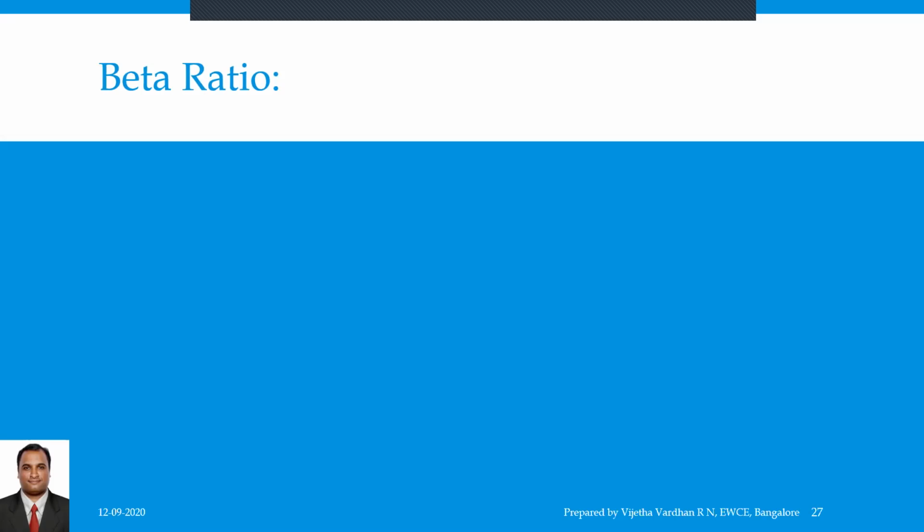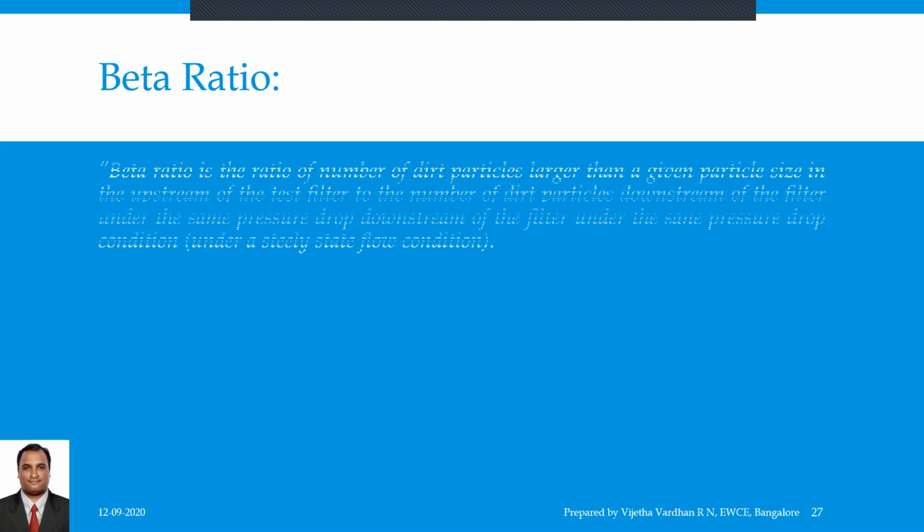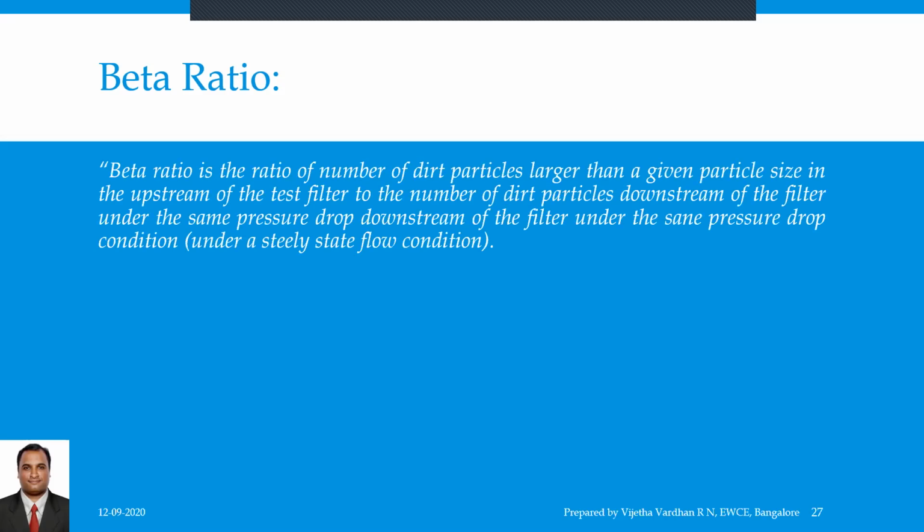We will have a discussion with respect to the beta ratio. What is called as beta ratio? By definition, beta ratio is the number of dirt particles larger than a given size upstream of the test filter to the number of dirt particles downstream of the filter under the same pressure drop condition.